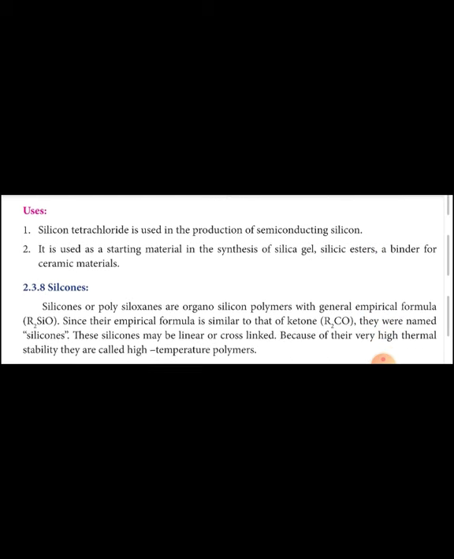The next is uses of silicon tetrachloride. It is used in the production of semiconducting silicon, which is used for chips, that is silicon chips, for the manufacture of Intel. Then it is a starting material in the synthesis of silica gel and silicic ester, and as a binder for ceramic materials, that is glass materials, if it breaks. So up to this, silicon tetrachloride preparation, properties and uses is over.